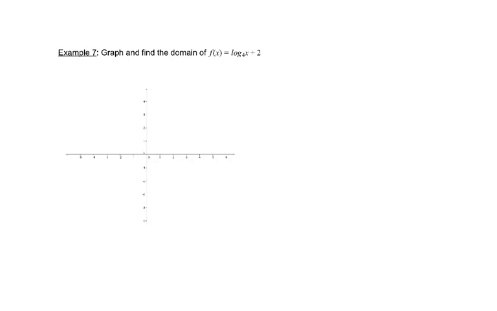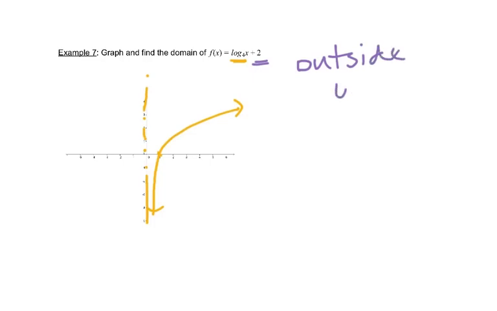Here's another one. We'll start by penciling in the original graph, just the log of 4. It's got a vertical asymptote on the y-axis. It would cross at 1 and go up and over. But now this plus 2 is outside, so it tells us to move the graph up 2. So this dot that was here is going to get moved up 2, and it goes to here.